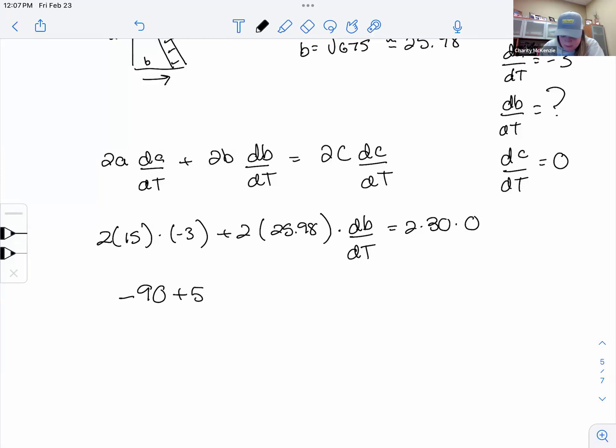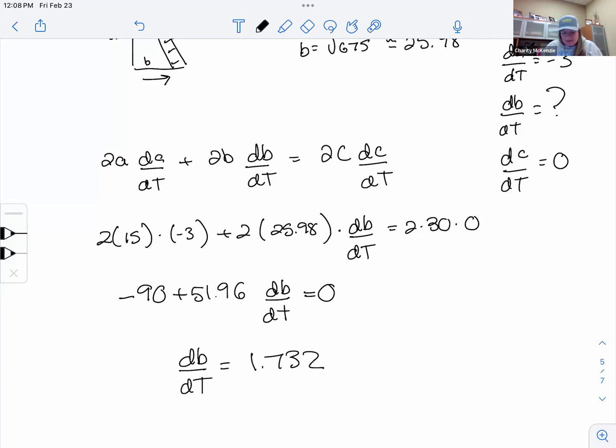plus 51.96 dB/dt equals 0. So I'm going to add that 90 over, divide, and I can find dB/dt is going to be 1.732. So that is going to be the bottom of the ladder sliding away from the wall at 1.732 feet per second.